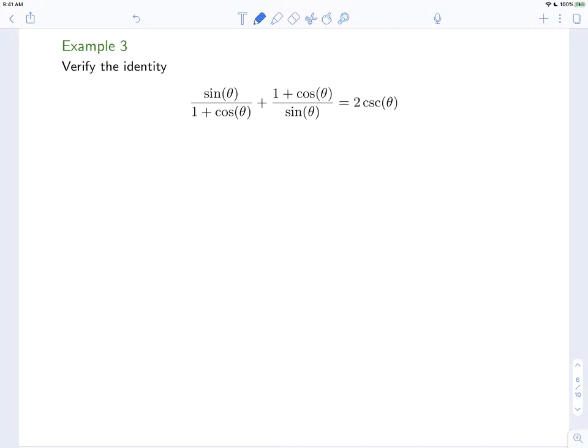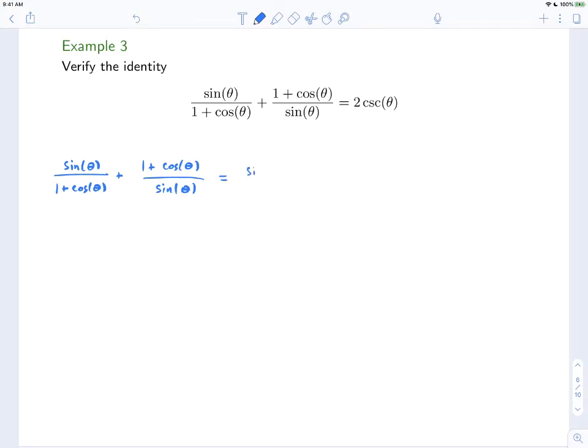So let's first write down the left side of the equation. We have sine of theta divided by 1 plus cosine theta, plus 1 plus cosine theta over sine of theta. I'm just rewriting the same thing. This is the left side of the equation. Now these are two fractions, so I want to add them together. And the way I'm going to do that is give them a common denominator.